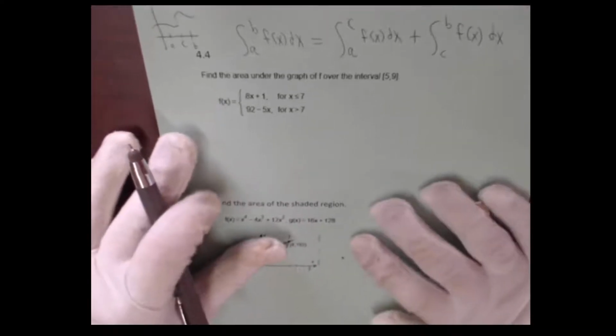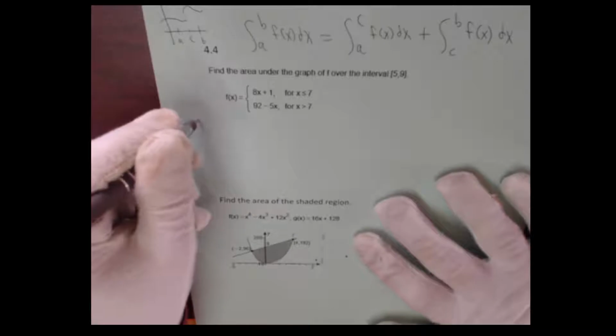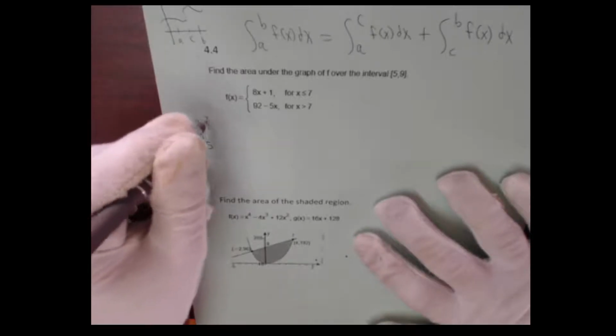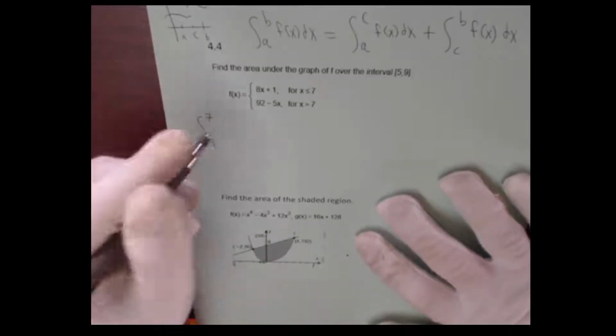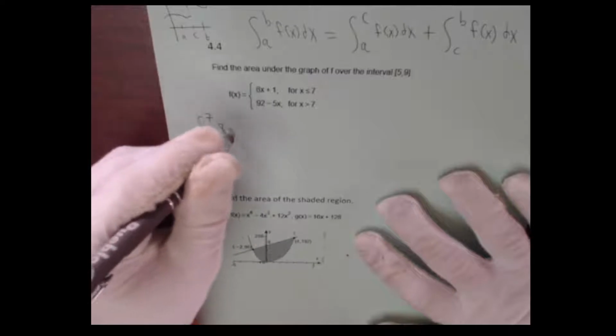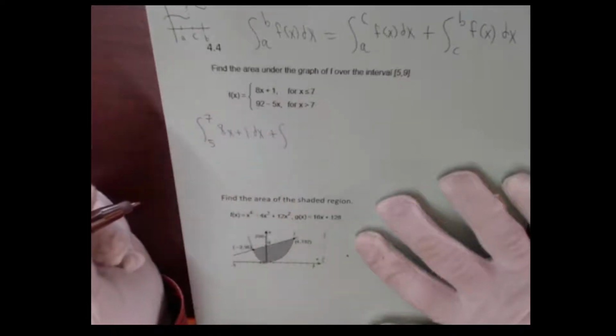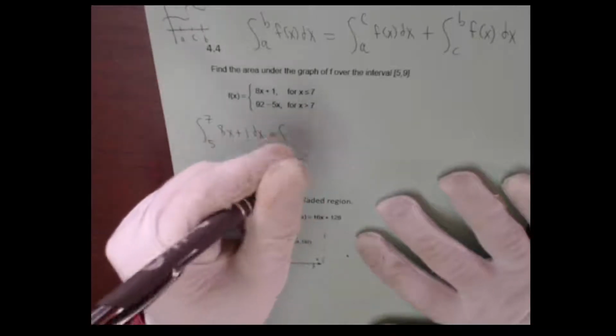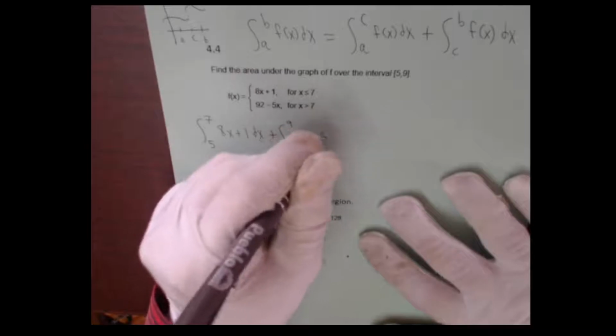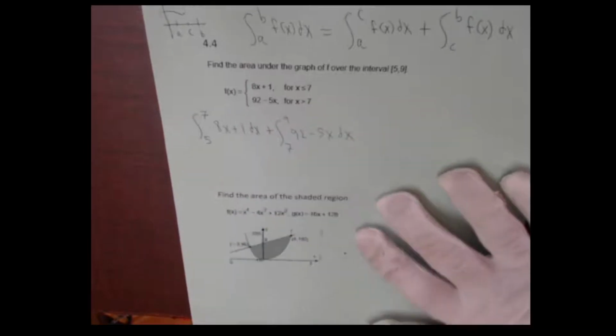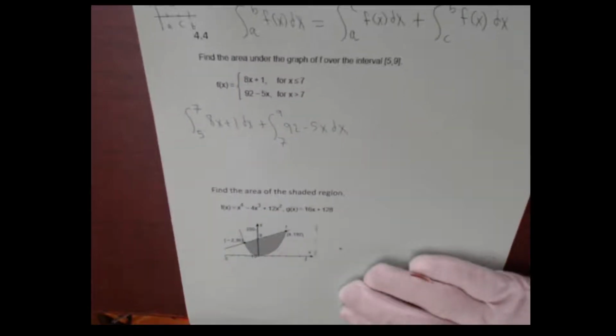So this integral would look like this. We would start by integrating from 5 to 7, and then we're going to be doing the first function, 8x plus 1. And then we can mind the gap and then integrate the second function from 7 to 9. And when we do that, we'll be fine. So that's how you would integrate this one. You would just jump from 5 to 7 and then go from 7 to 9 for the other function.